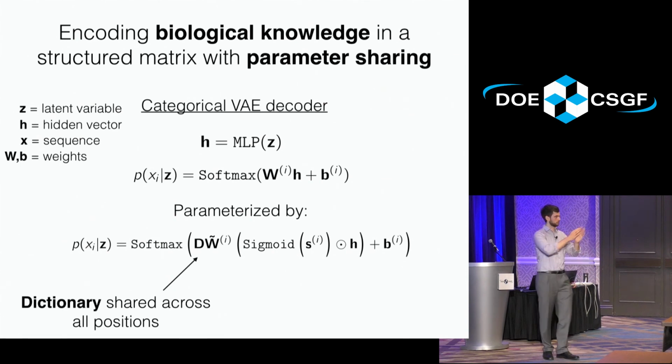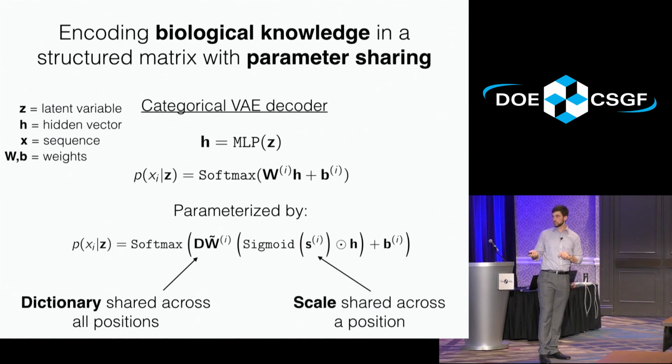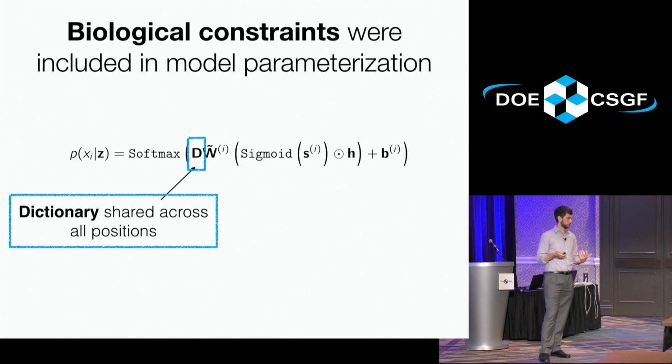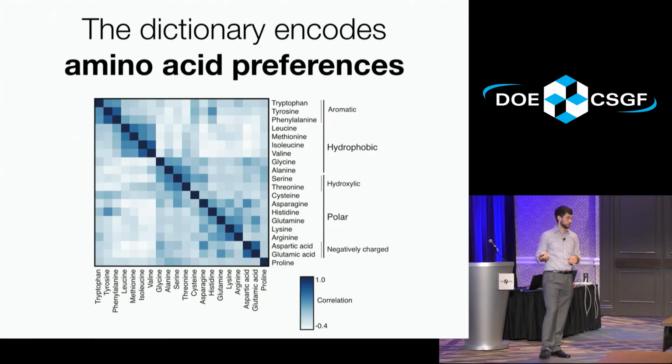There's a dictionary that's shared across all positions. So we know that amino acid composition is shared across the entire sequence. So we should share that information for the whole protein instead of just restricting it to a given site. And finally, we also have a scale parameter across a given activation. What this does is it is like a sparse gating mechanism that allows sparse interaction patterns for a given activation.